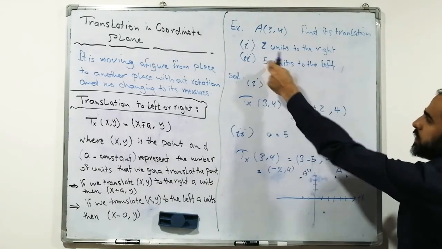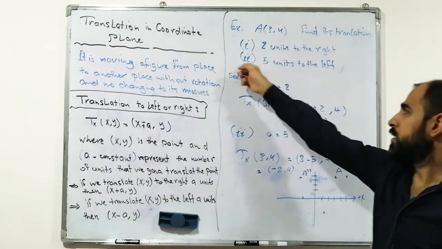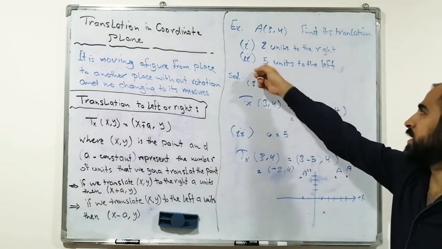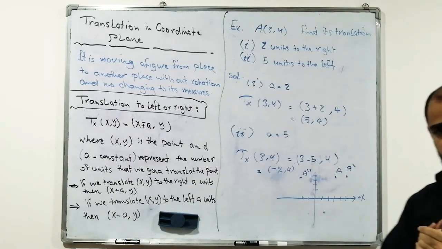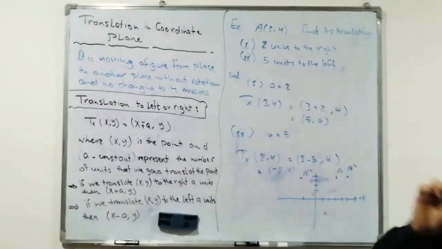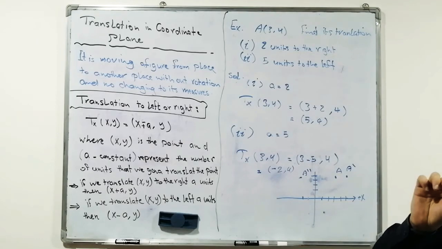Now the second point, here we have translating 5 units to the left. To the left, that's meaning since it's to the left we're going to subtract from x. Why from x?